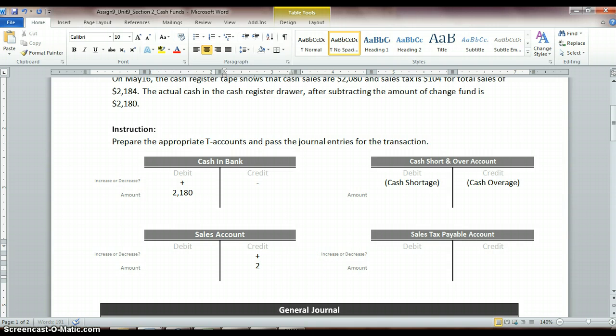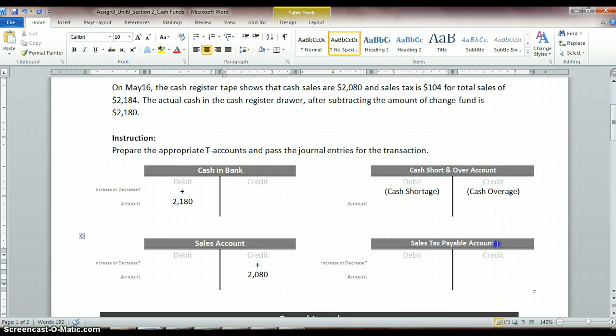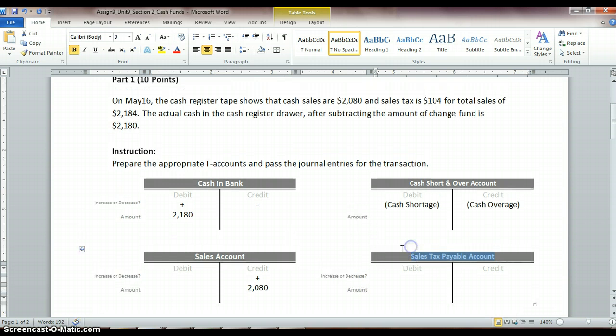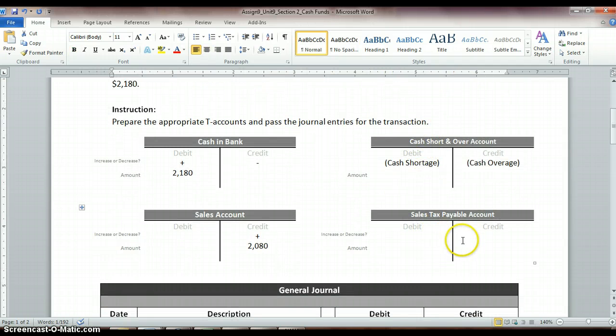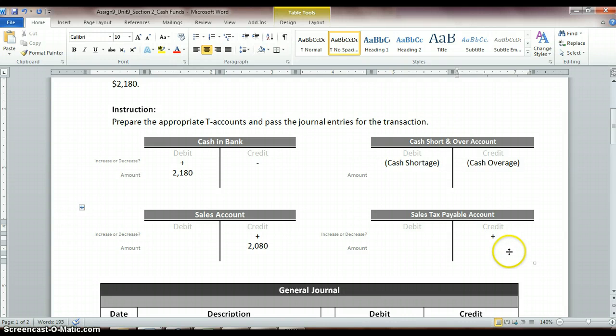We need to record $2,080 here. Our sales tax payable is a liability account. We're recording that for $104, so that should also increase on our credit side for $104.